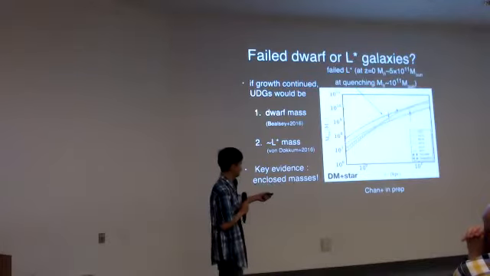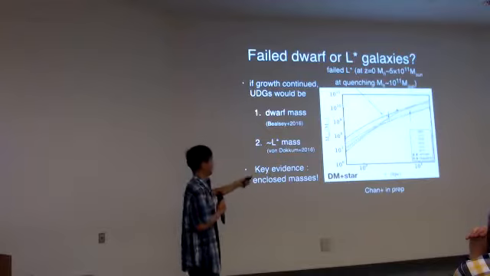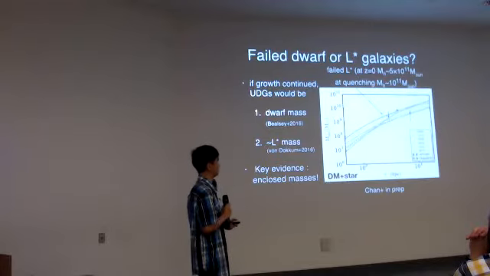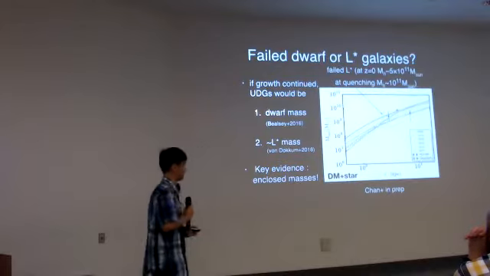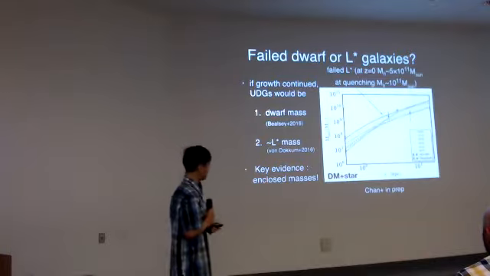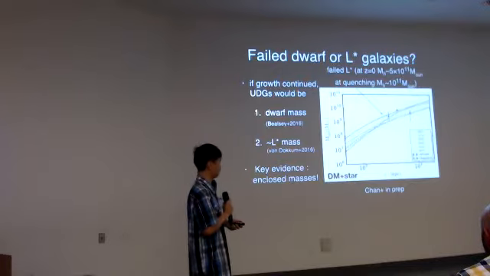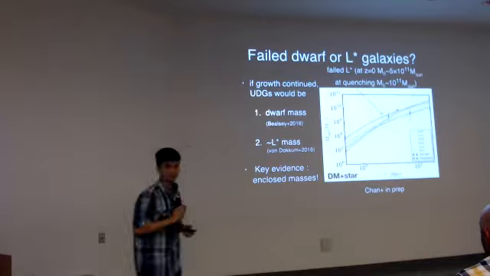We can see that Dragonfly 44 can match the most massive sample in our data, where at the quenching time the halo mass is around 10 to the 11. If they do not fall into the cluster, then the halo mass is around 5 times 10 to the 11. So we can safely call it maybe a marginally failed L star galaxy. For another sample like the VCC, the Virgo cluster UDGs, it is much better matched with dwarf galaxy masses.